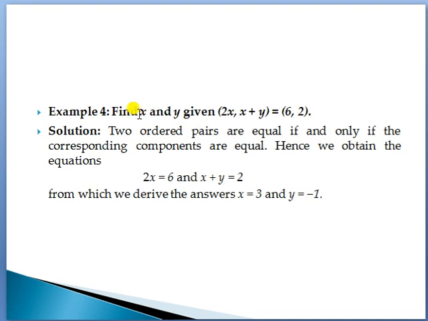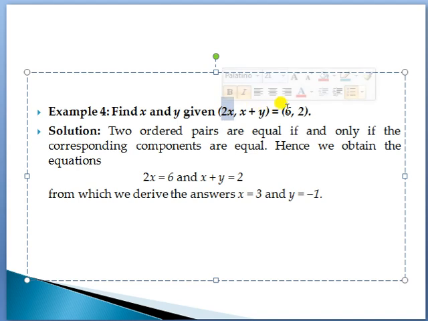Here is another example: find x and y, given the condition that 2 ordered pairs are equal, where in the first place on the left it is 2x and on the right it is 6, and in the second place on the left it is x plus y and on the right it is 2. As you know, 2 ordered pairs are equal if and only if the element in the first place in both ordered pairs is equal, and likewise the second. So by that condition, 2x is equal to 6 and x plus y is equal to 2. So you have 2 equations and 2 unknowns. Solve that and get the answer x equals 3 and y equals minus 1.